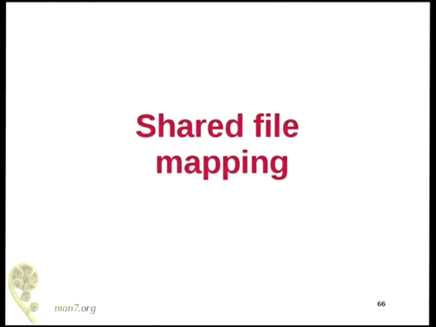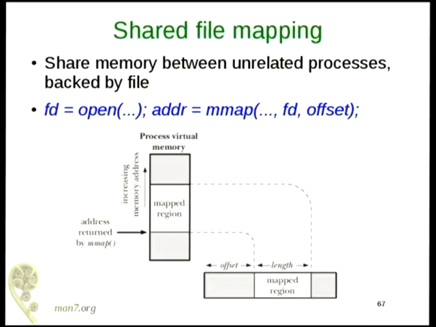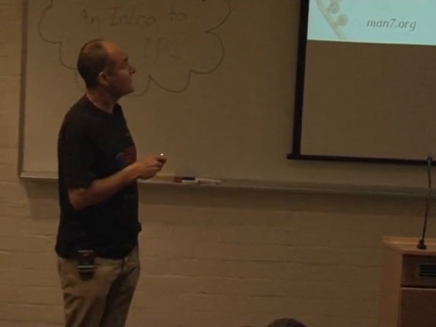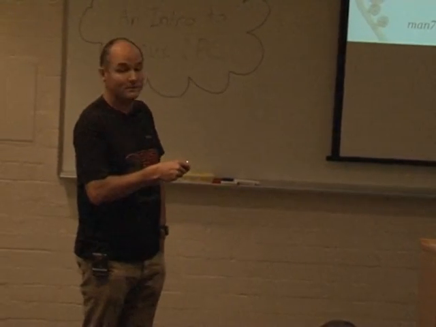Okay, a shared file mapping. The idea is you open a file, you map the contents of that file into memory, and then anytime you make changes to the memory in that region, not only are they shared with other processes, they're also automatically updated to the file. So the file provides a kind of persistent storage backing up the shared memory. So shared file mappings, just 2 steps, open plus mmap.